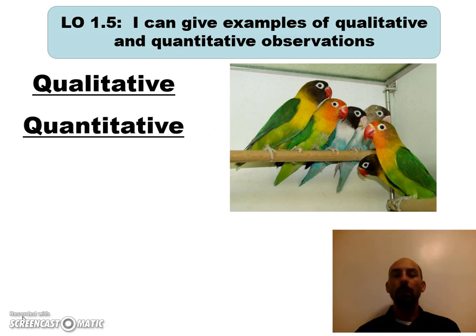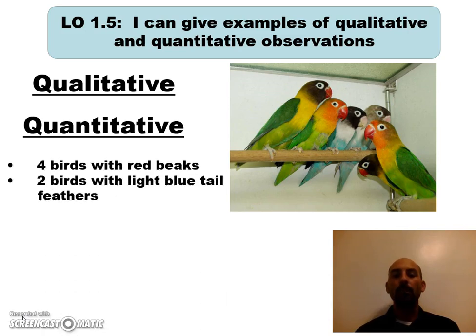Now, when we take observations, we're going to have qualitative and quantitative data, and sometimes we'll have both. So, for example, some of you might have observed that 4 birds have red beaks and 2 birds have light blue tail feathers. So in this case, these observations include a quantity and a quality.